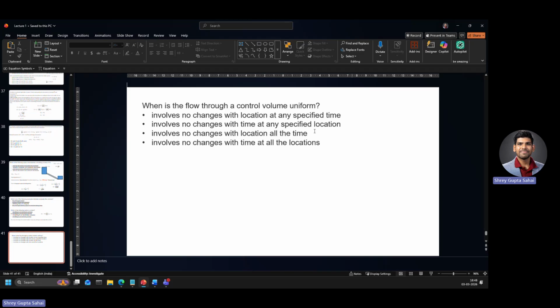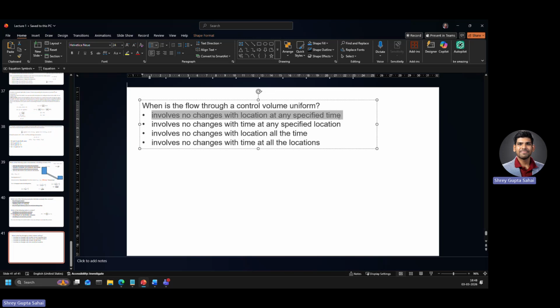So when the flow through a control volume is uniform, it's asking about mass flow rate as a function of space. When will this be uniform? It should be uniform for a steady flow process. Involves no changes with location at any specified time. That is true, so this could be an answer. Involves no change with time at any specified location. This is exactly the definition of a steady flow process.